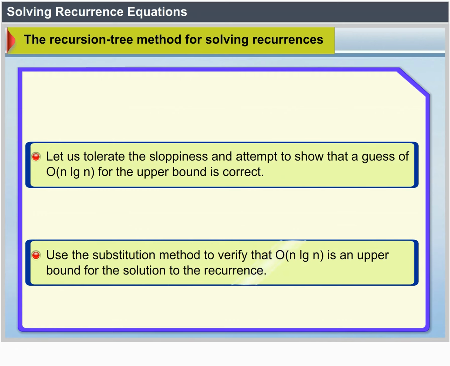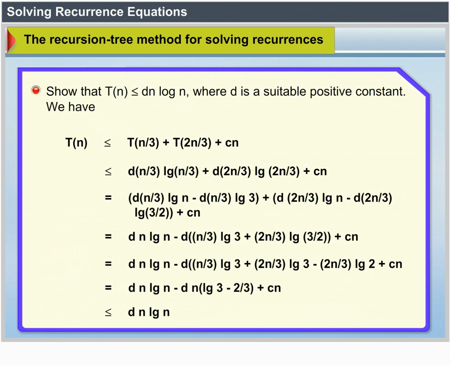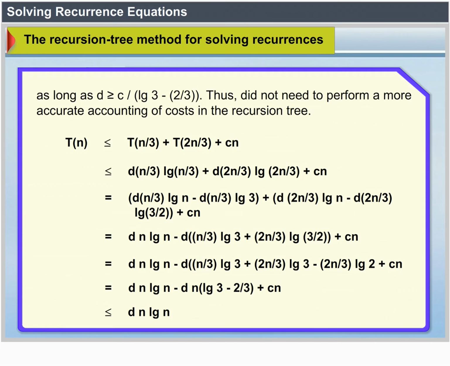Show that T of n is less than or equal to d n log n, where d is a suitable positive constant. We have the following, as long as d is greater than or equal to c over (log 3 minus 2/3). Thus, we did not need to perform a more accurate accounting of costs in the recursion tree.